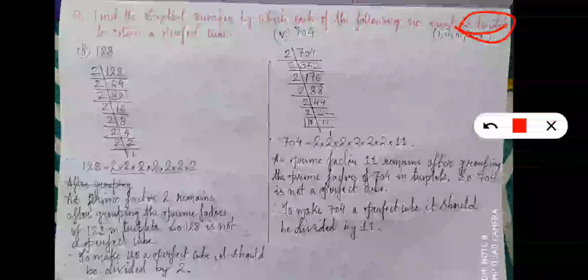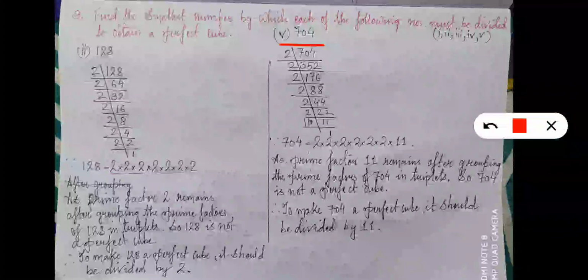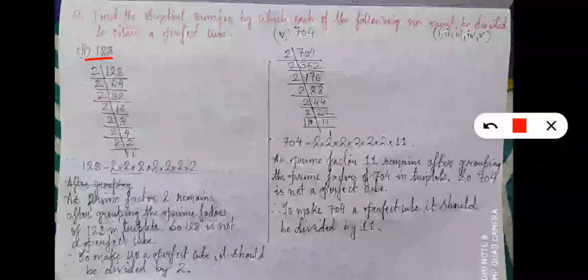Find the smallest number by which each of the following numbers must be divided to obtain a perfect cube. So that means these numbers are not perfect cubes. By which number will you divide it so that it becomes a perfect cube? Moreover, the starting is also the same. The only difference, I'll tell you where it exists. Let's start with Roman number 2, 128.